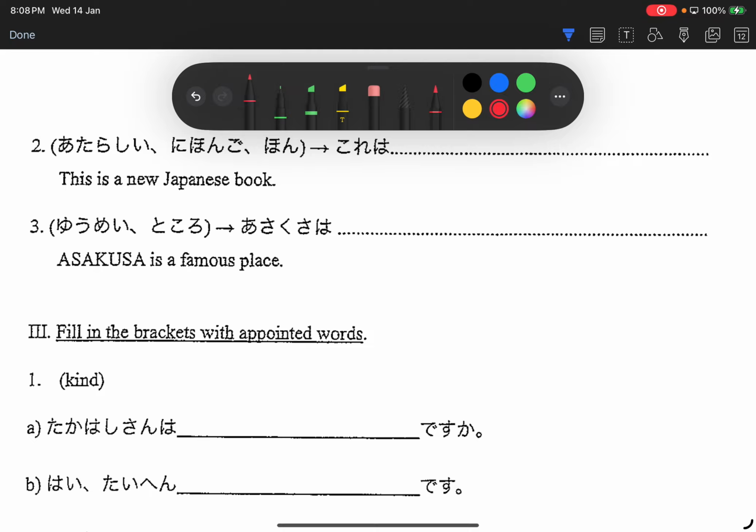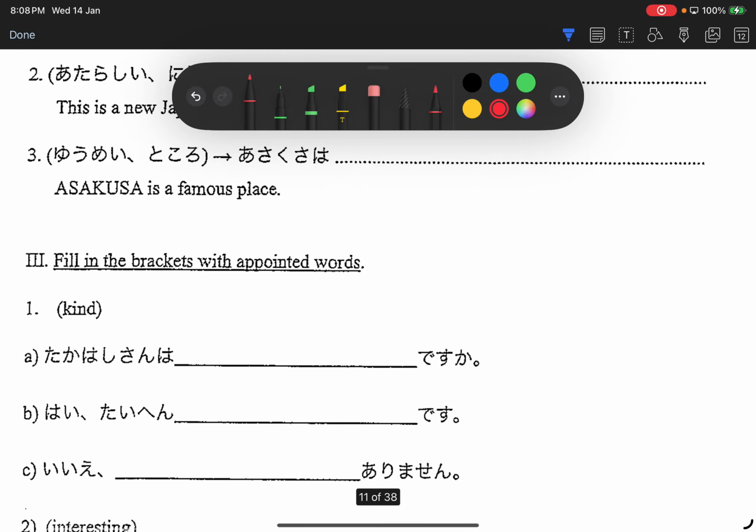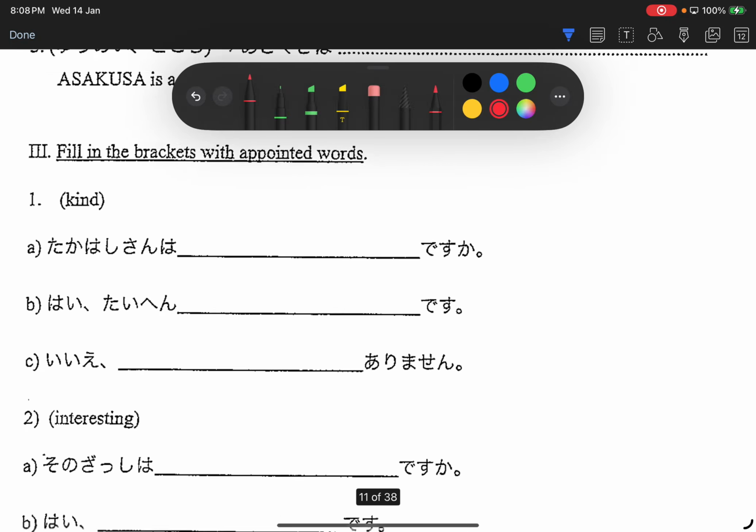In the bracket, we have 有名, and we also have ところ, and then 浅草は。浅草は有名なところです。Okay, 浅草は有名なところです。有名 is an adjective. So 有名なところです。Clear? And we continue on with the next part.